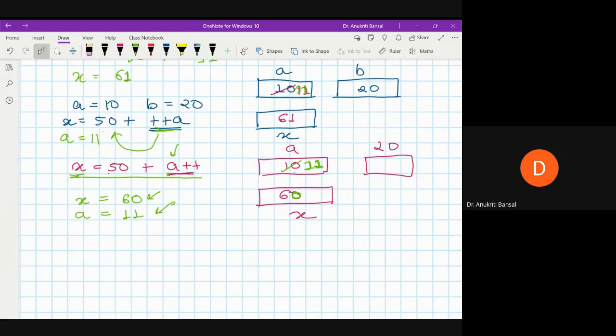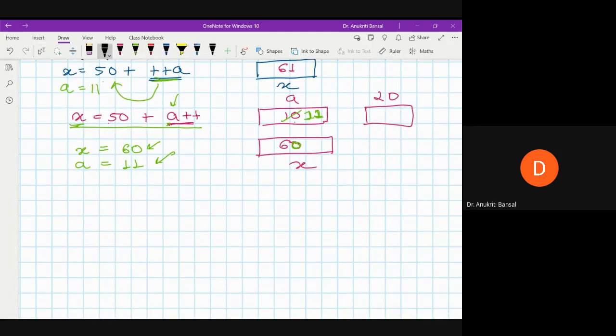Is this clear? Okay. If it is clear, I want all of you to tell me this answer, but please don't type in the chat box. हमारा वही है, a is 10, b is 20. You have to tell me the output of a, b and x.